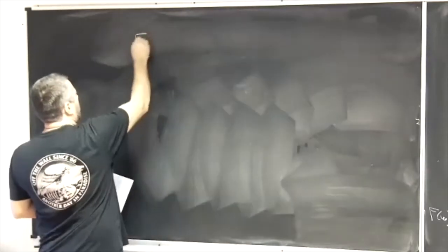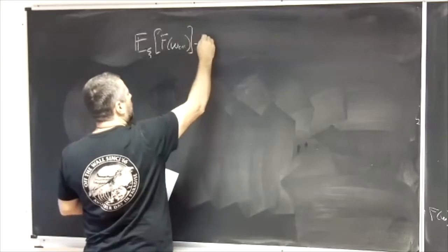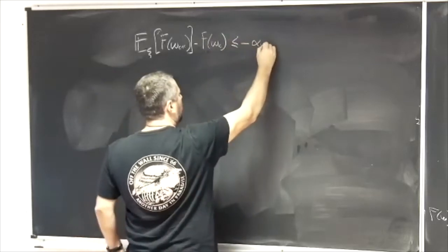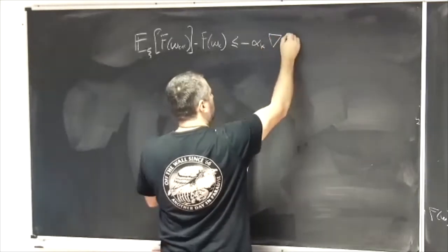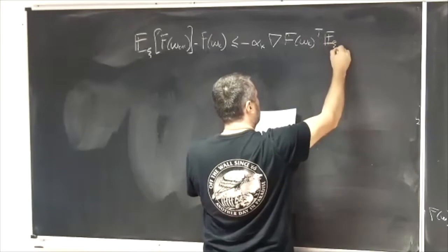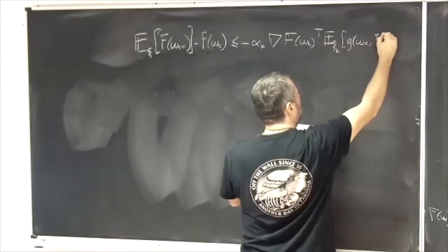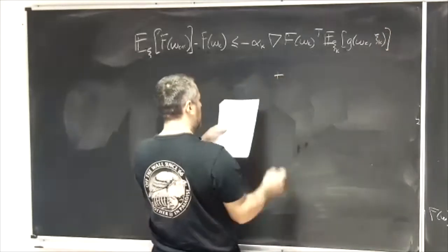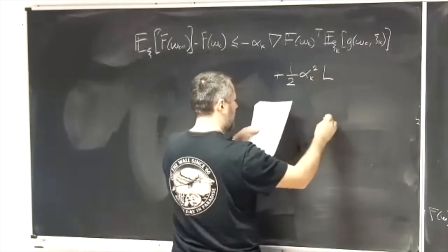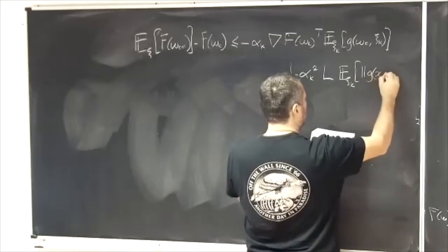So what we had before, and then f(ω_k), we showed last time that this is smaller than or equal to negative α_k, the gradient of f, the inner product with the expected value of the stochastic gradient, plus 1 over 2 times α_k squared L times the expected value of the squared norm of the stochastic gradient.